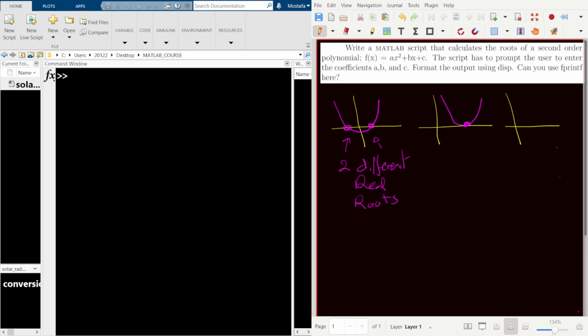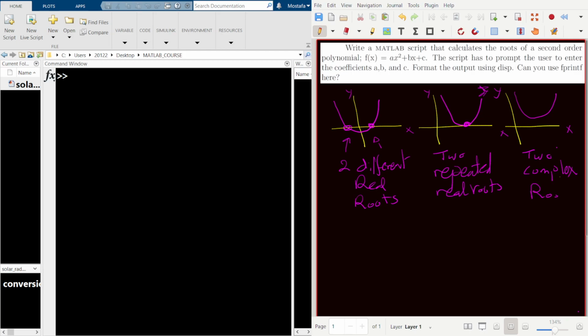The other possibility is that they barely touch the x-axis in 1 point, and in that case there are two repeated real roots. And the last possibility is that this second order polynomial or parabola doesn't touch the x-axis at all. So this is the x-axis and this is the y-axis. And as such, in the last case, we have two complex roots.